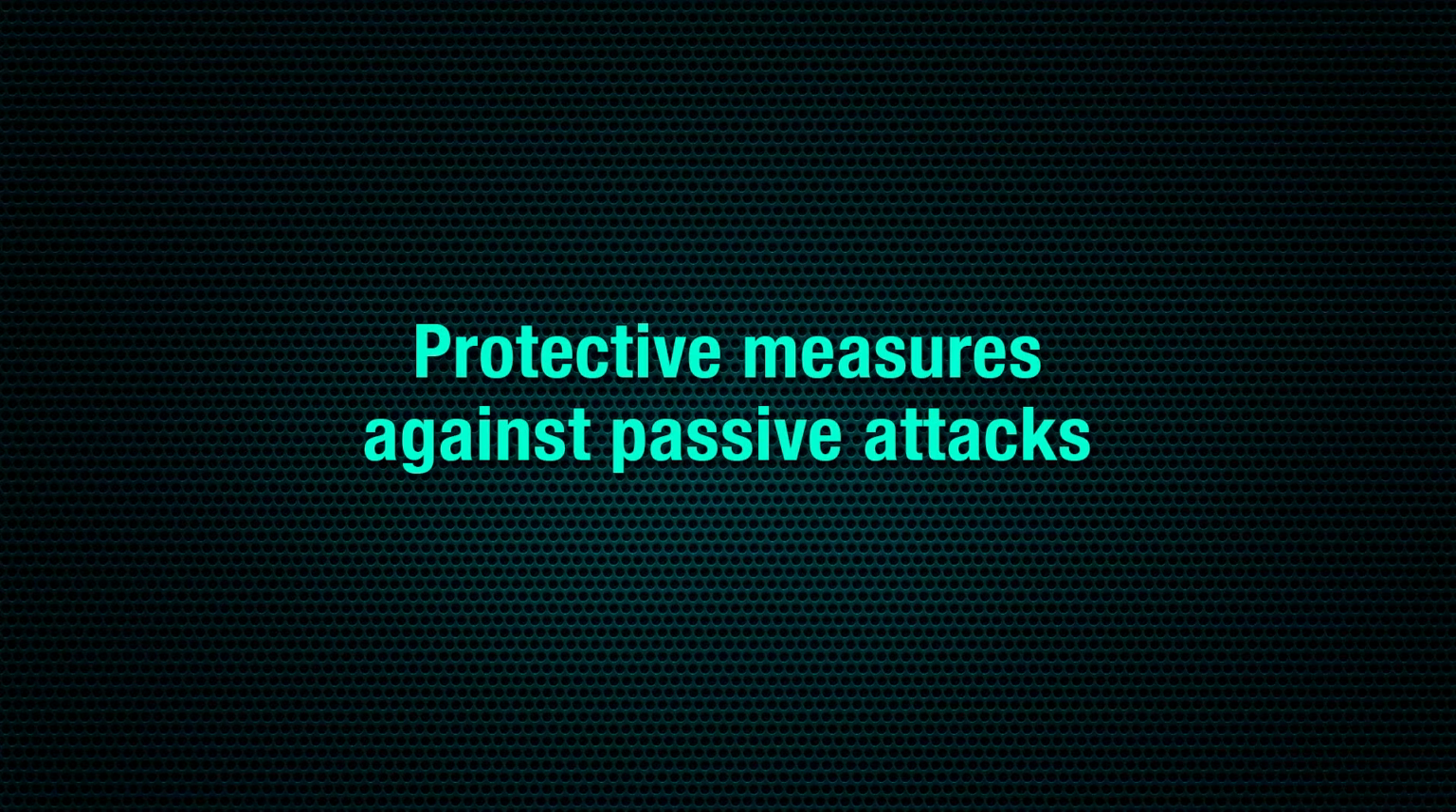Protective measures against passive attacks. Detecting a passive attack is very difficult and impossible in many cases because it does not involve data alteration in any way. However, you can implement protective measures to stop it, including using encryption techniques to scramble messages, making them unreadable for any unintended recipients.